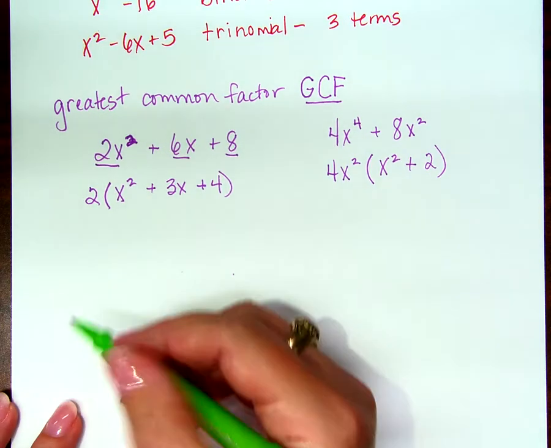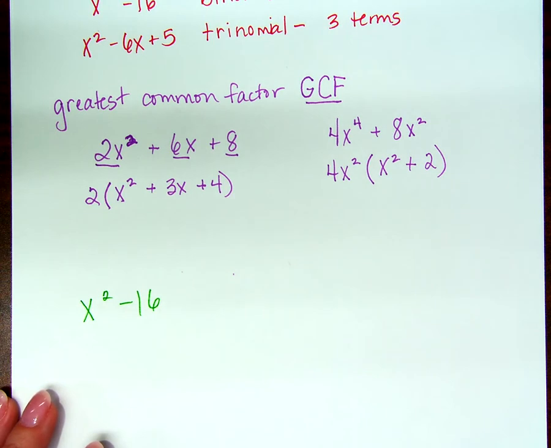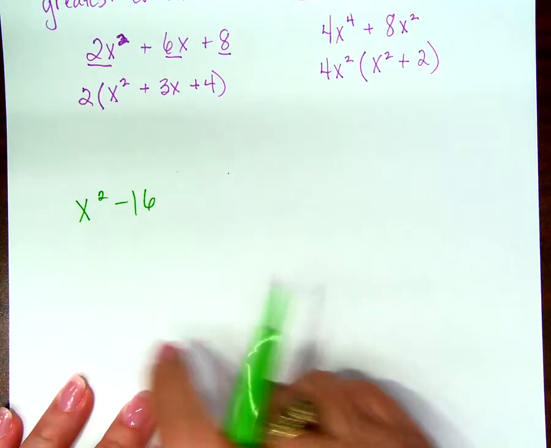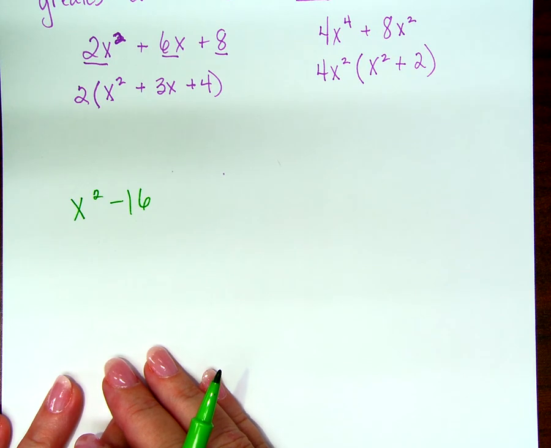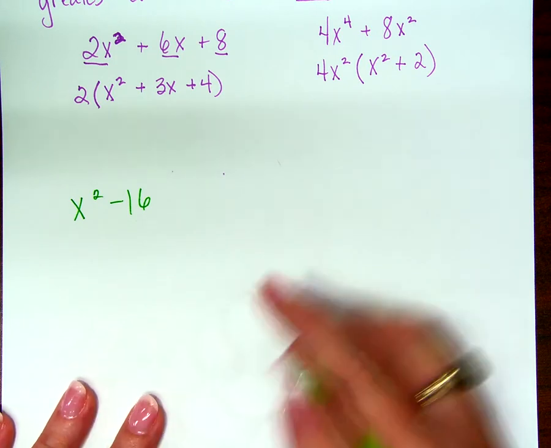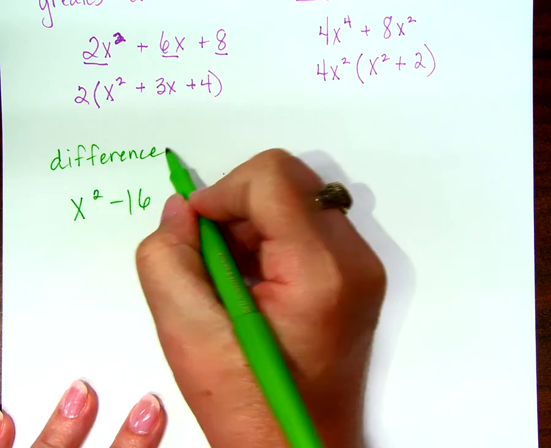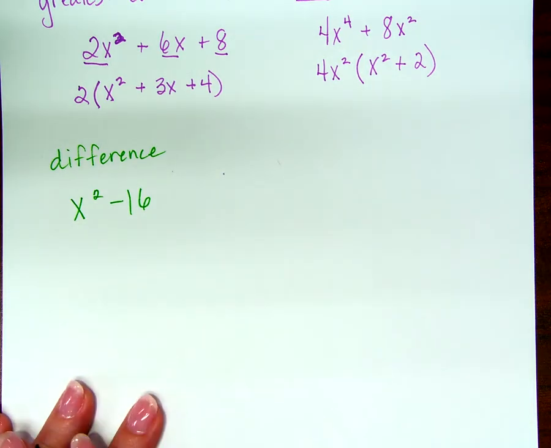So, let's talk about this problem right here. What type of polynomial is this? It is a binomial. That is important. Does it have a greatest common factor? It does not. Okay. What do you notice about this binomial? What sign is in between the two terms? What do you notice about each one of these terms? Are they special in any way?